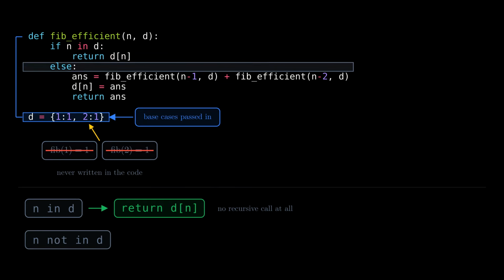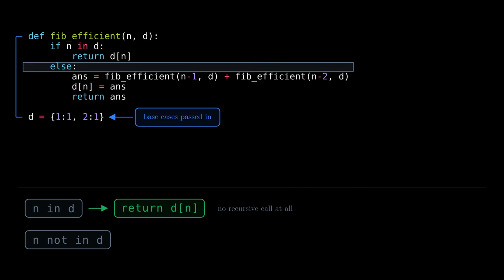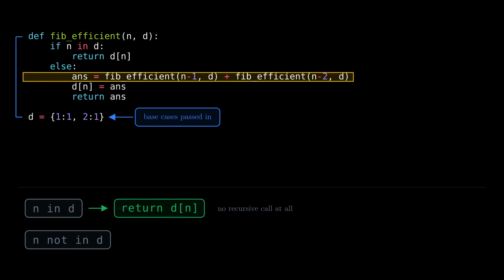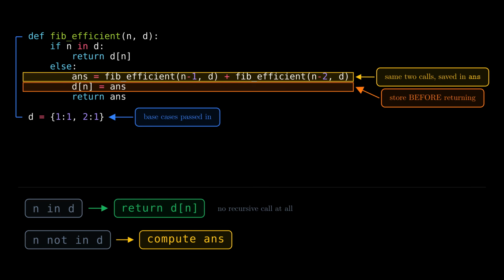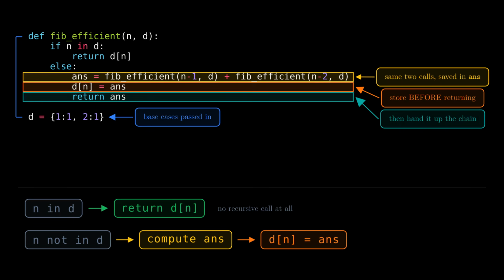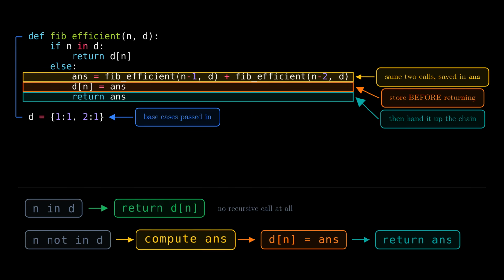If n is not in the dictionary, we compute it. We make the same two recursive calls as before on n-1 and on n-2, but instead of returning their sum right off the bat, we save it in a variable, which is perfectly legal. Then comes the key move. Before returning, a straight dictionary assignment stores the result under key n. Only then do we return the value, passing it back up the chain of calls as usual. Compute once, store, then return.